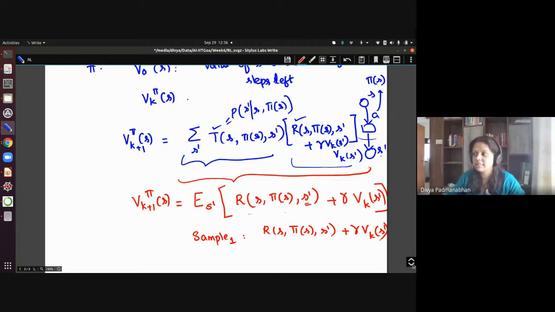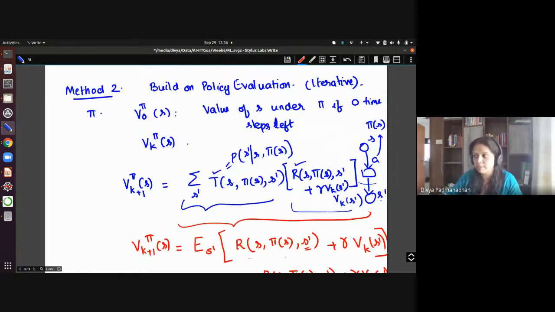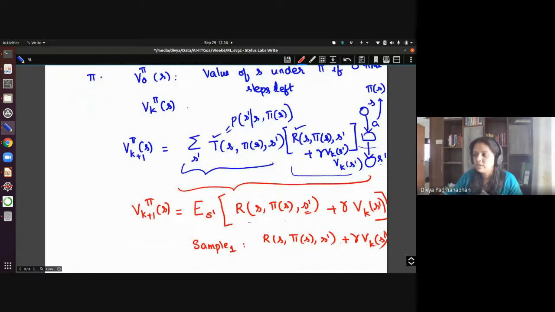You're going to start with v0 pi, and so when you start off, the first sample is R of s, pi s, s dash, plus gamma times v0 of s dash. Your second sample will be, maybe you started off with s, took pi s, but you reached s double prime, some other state. Then you can use vk of s double prime. All this is under pi.